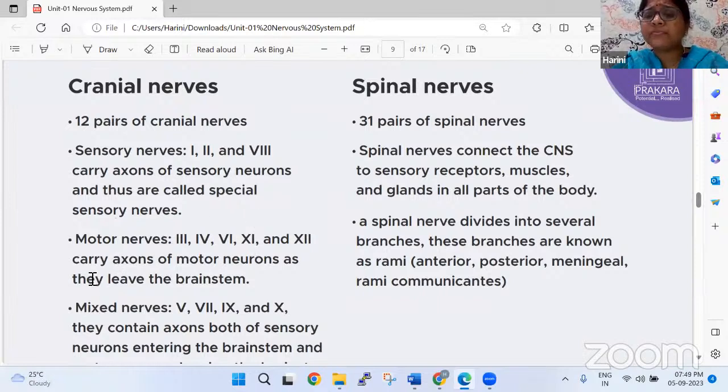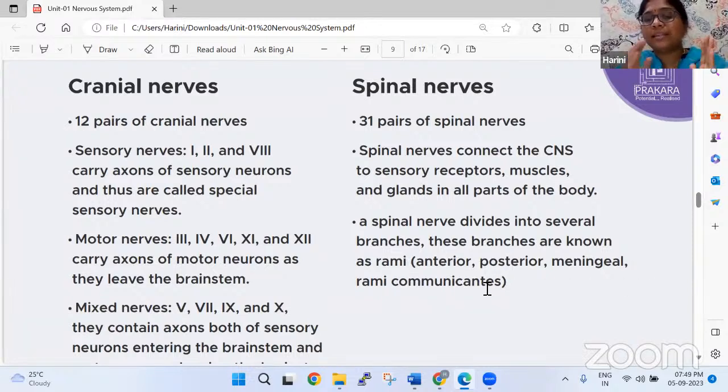Coming to the spinal nerves, there are 31 pairs. As I've told you, these spinal nerves are the relay station that connects the central nervous system to the sensory receptors, muscles, and glands in all parts of the body, or otherwise the effector parts. A spinal nerve divides into several branches. These branches are known as rami, anterior and posterior.